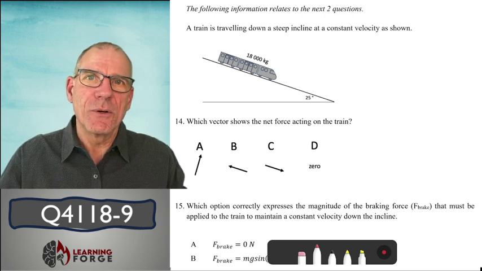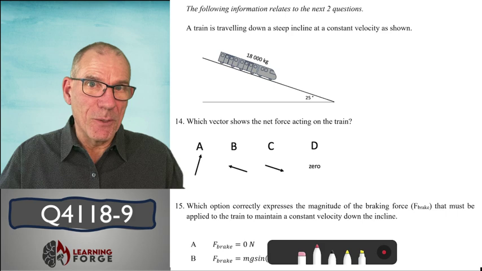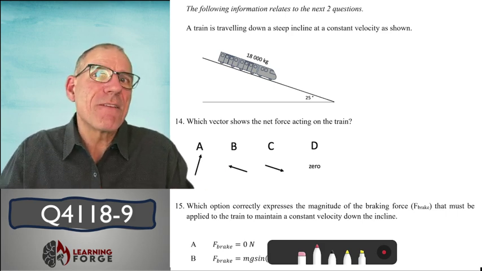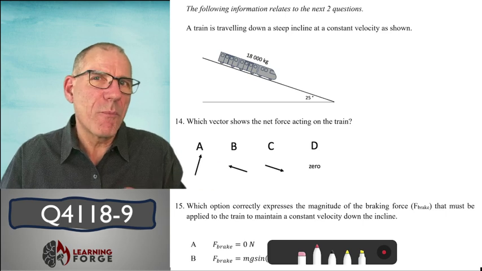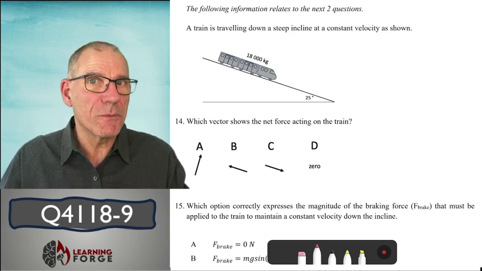And Newton's second law, F equals mass times acceleration, well, it's not accelerating because it's at a constant velocity. So that's zero. So regardless of the mass, the net force is going to be zero. That's probably not the problematic one. The problematic one is probably working out what the size of the braking force must be.